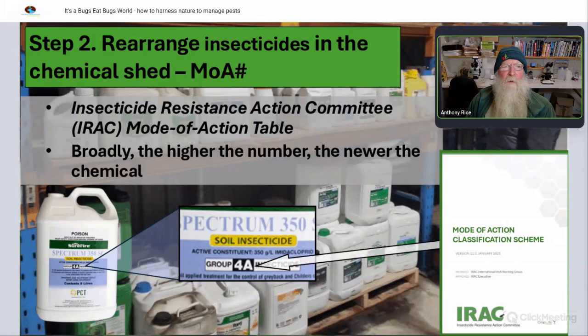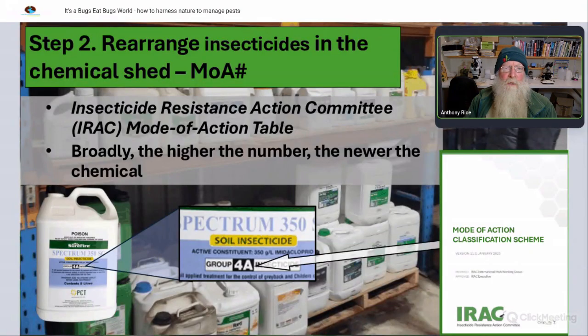Now this might sound like a bit of a funny one, but if you rearrange the chemicals in your chemical shed, the insecticides that you have there, by their mode of action, the mode of action is printed on the front of the label, and most growers will be aware of what that number means. But it has come from what's called the Mode of Action Classification Scheme, from IRAC, the Insecticide Resistance Action Committee. And they've come up with a scheme to help farmers mix up their chemicals so that they're not inducing resistance by continually using chemicals from the same group. So broadly, the higher the number, the newer the chemical. And you might wonder, why is that important?